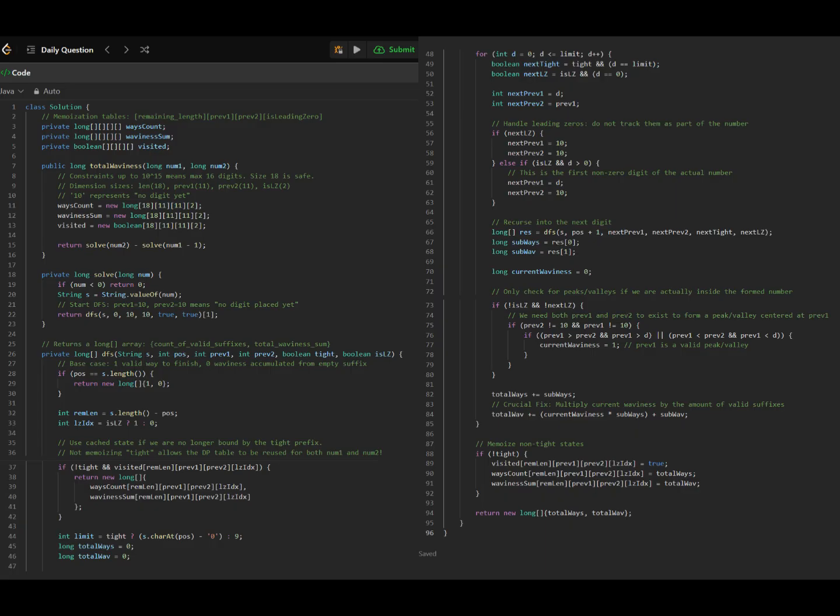The optimized solution: we need our DFS to return two things at once: number of valid ways, and total waviness. We also need to add an isLeadingZero state so we know exactly when the real number begins. Why does this run incredibly fast?